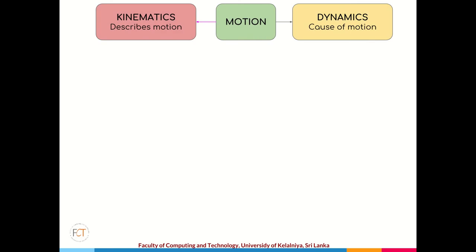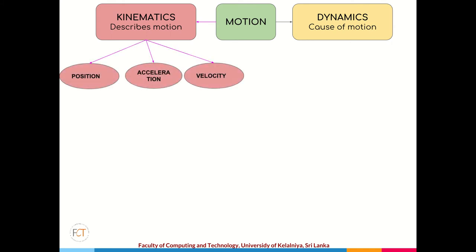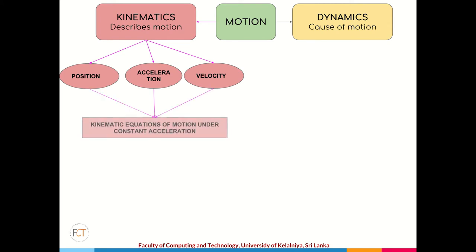Motion has two categories or divisions. Kinematics describes motion, while dynamics is the other branch of motion, which investigates the causes of motion and answers the why, whereas kinematics tries to discuss how motion happens or predict the next event in motion. So under kinematics we will study concepts like position, velocity and acceleration, and this will lead to the kinematics equations of motion under constant acceleration.